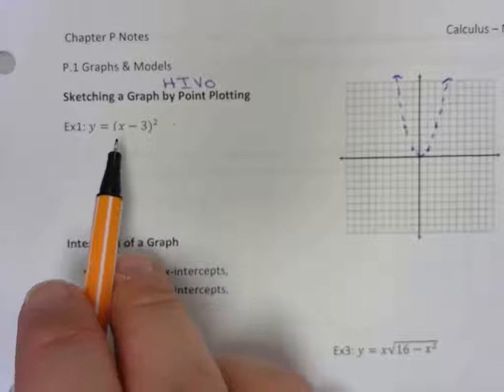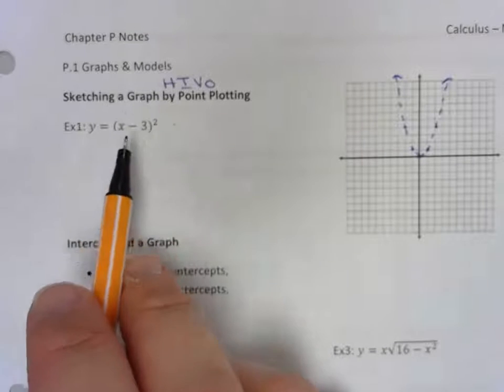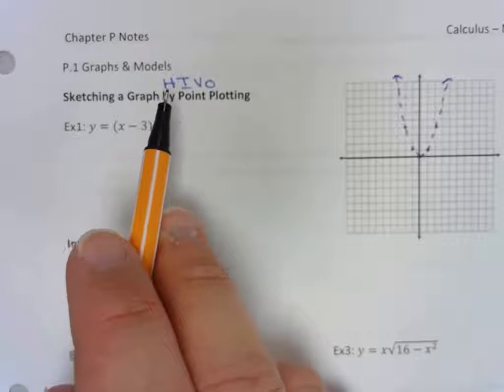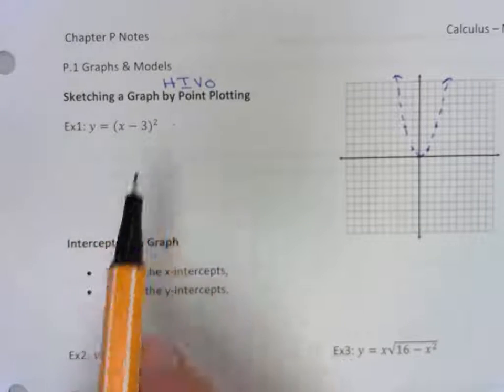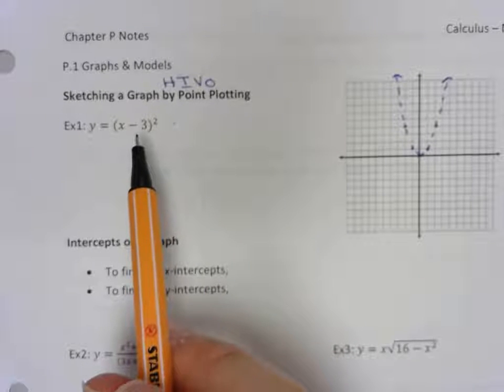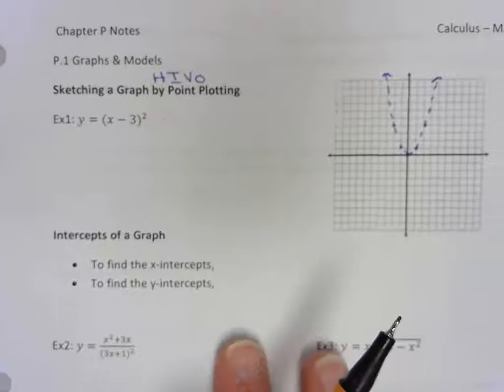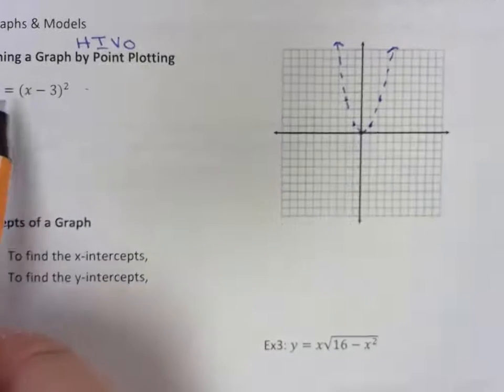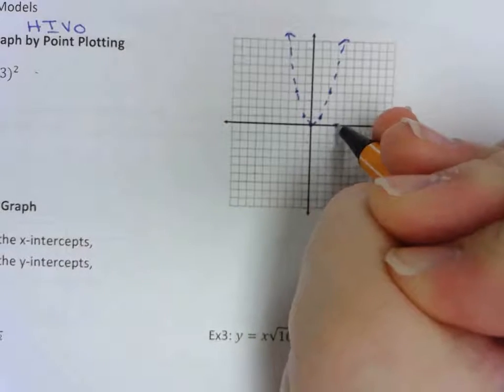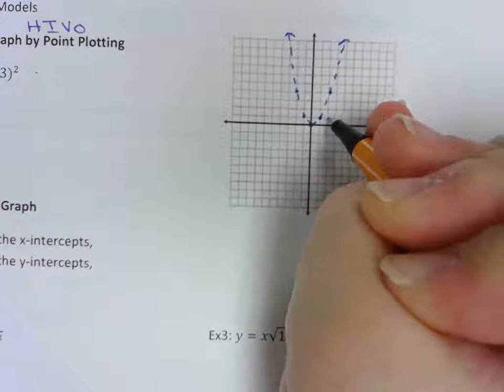So as I look at this, I notice I am subtracting 3 on the inside. So if it's inside, I know I'm going to have some sort of horizontal shift. So either left 3 or right 3. And the thing to remember about the inside is always what? Opposite. So if I'm subtracting 3 on the inside, the opposite is going to tell me I'm going to go which direction 3? Inside, so horizontal. So I'm going to go right 3. So 1, 2, 3. 1, 2, 3.